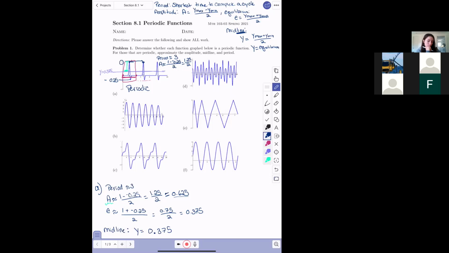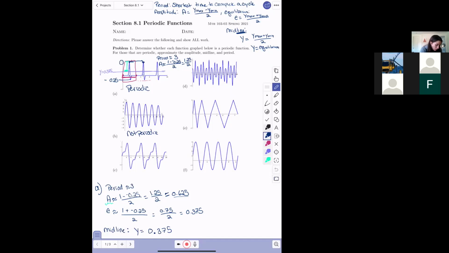So the equilibrium is basically the same thing as the midline. Yes, except the midline is a line, so you need y equals. Okay. And it's found the same way, yep. Okay. Graph B down here, this is not periodic.